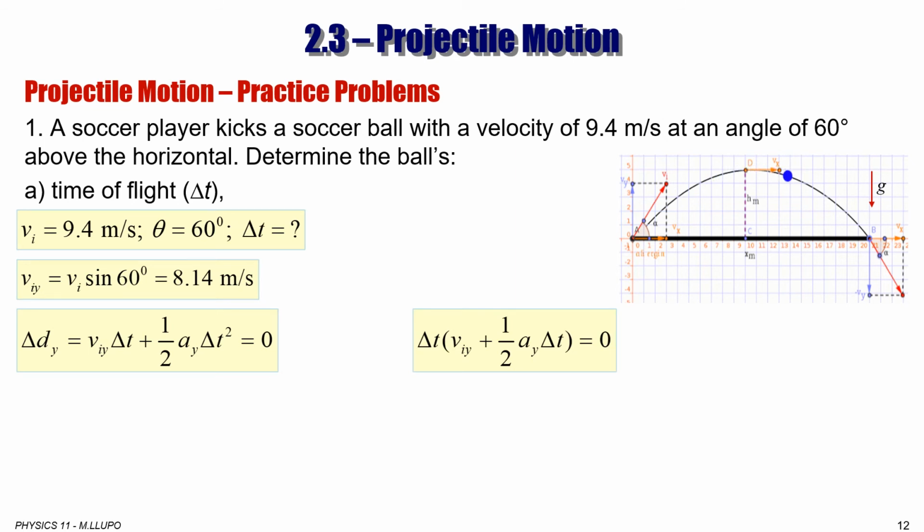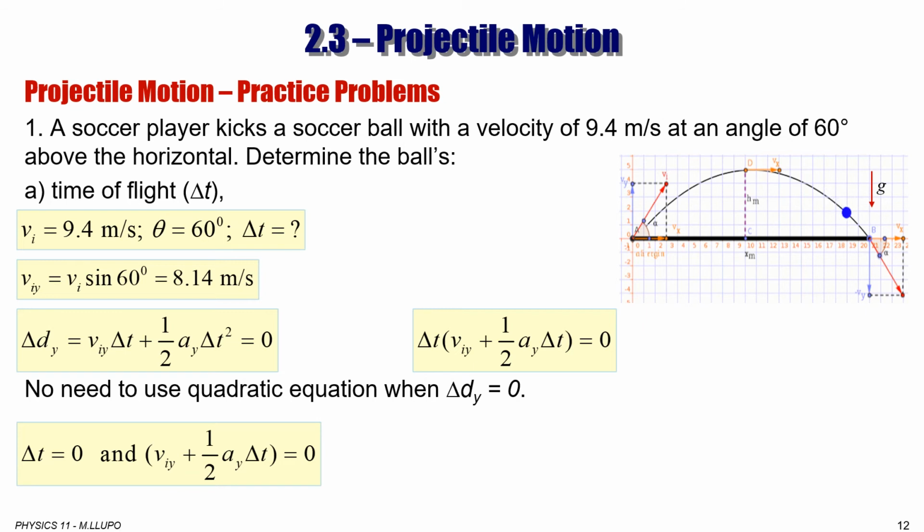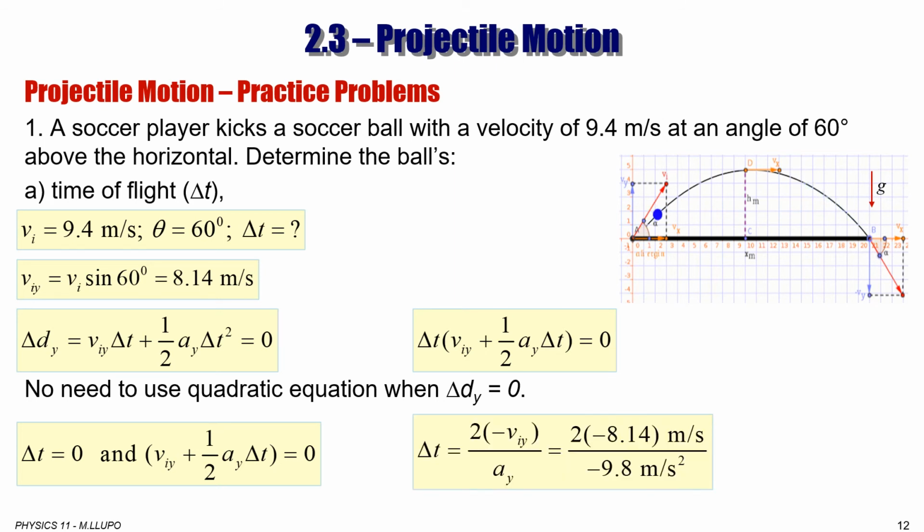We can factor delta t, and we get delta t equals 0, which is the start point, and v initial y plus half of ay delta t is equal to 0. From here, we can solve for delta t, which is 2 times minus v initial y divided by ay, or now you plug the numbers, 2 times minus 8.14 divided by minus 9.8. And if you do that calculation, that will give you 1.66.